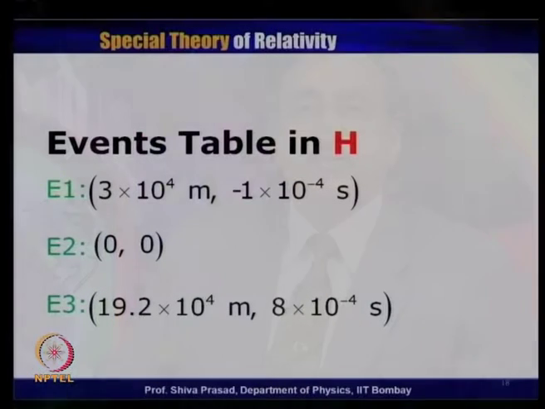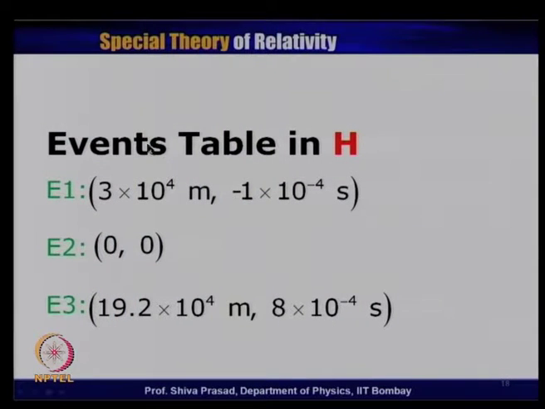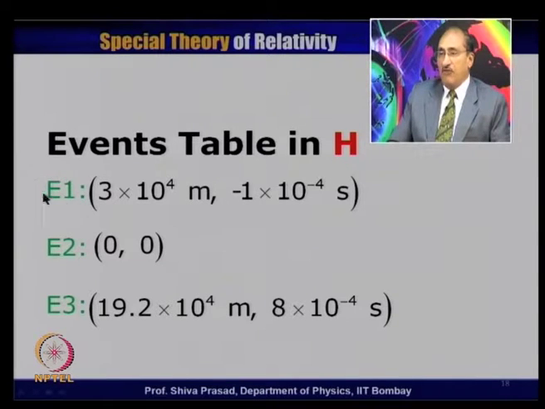Now, I have filled this event table in the H frame, the hospital frame, which I have written here in my next transparency. This is the events table in the H frame of reference. Event number 1 occurs at a distance of 30 kilometers and at a time of minus 1 into 10 to the power minus 4 seconds, E2 is simply 0, 0, E3 occurs at a distance of 19.2, or at a coordinate, it is better to say coordinate.